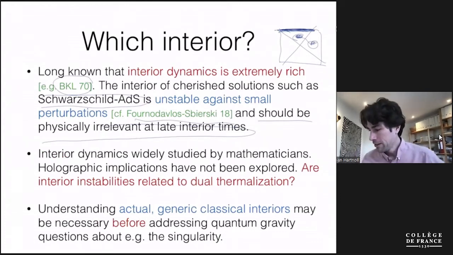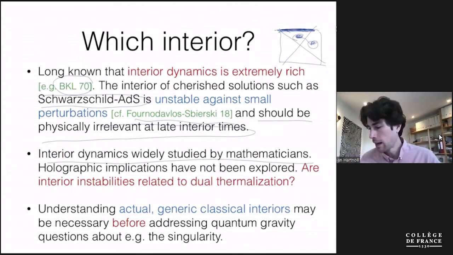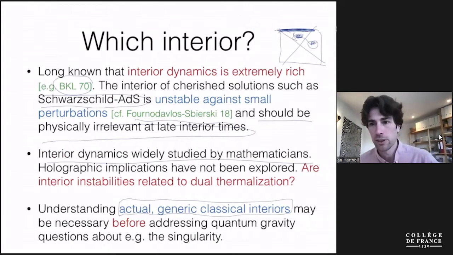Now, while the interior dynamics has been widely studied by mathematicians, in a holographic context it hasn't been studied. And in my mind, and this is just a classical question, it's about how Einstein's equations behave as you approach a singularity on the inside. I would like to argue that understanding a generic classical interior is logically something that you should do before trying to study quantum gravity questions related to the singularity.